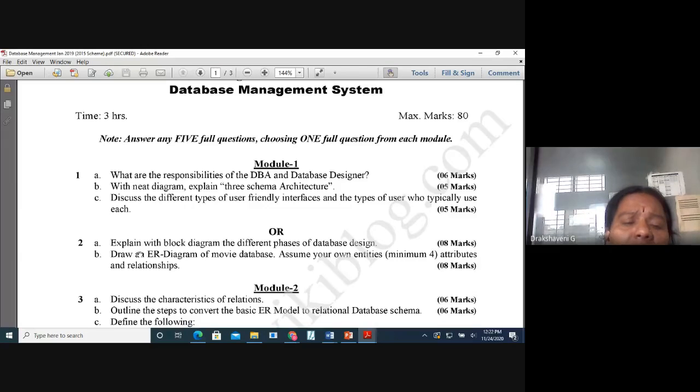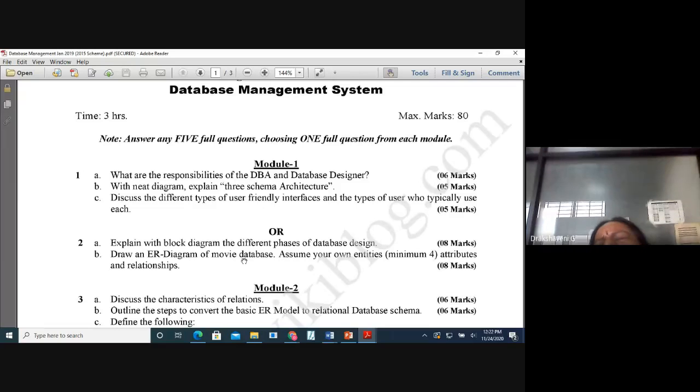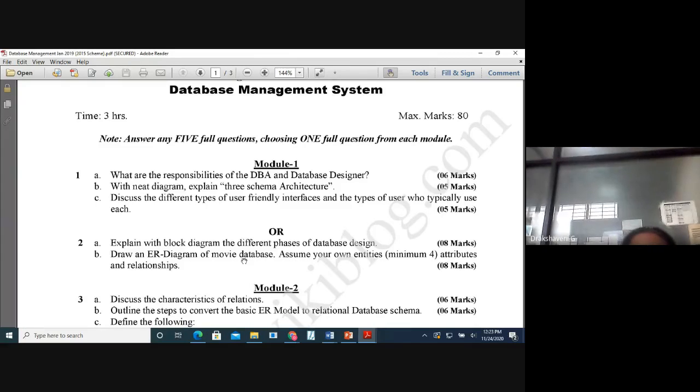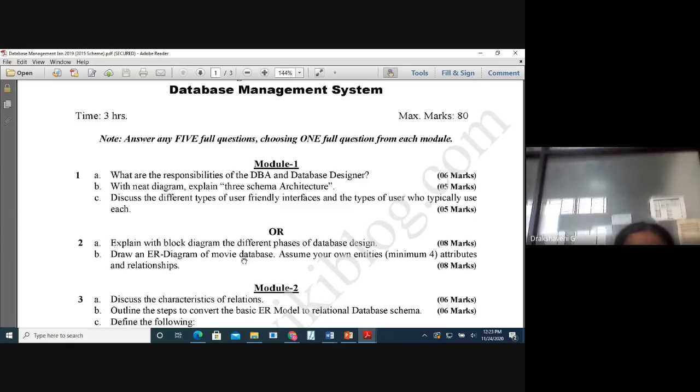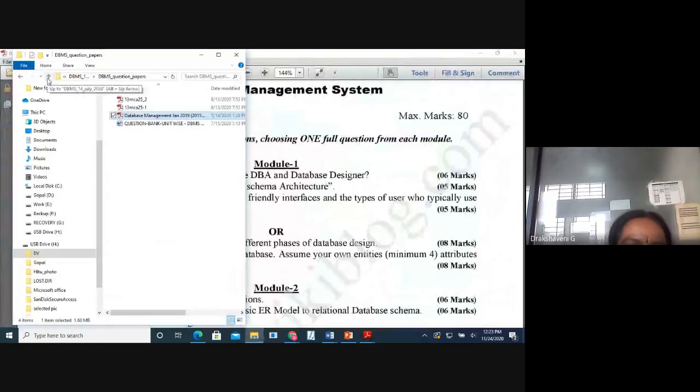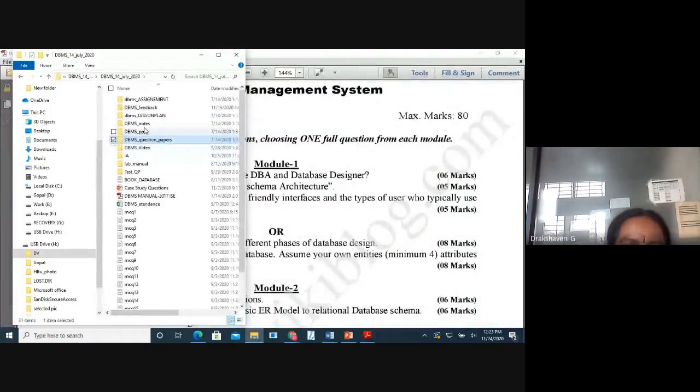Okay, next one: explain with a block diagram the different phases of database design. So you can see the database design is available, how the SQL works. Let me show you the PPT and explain how to answer that.